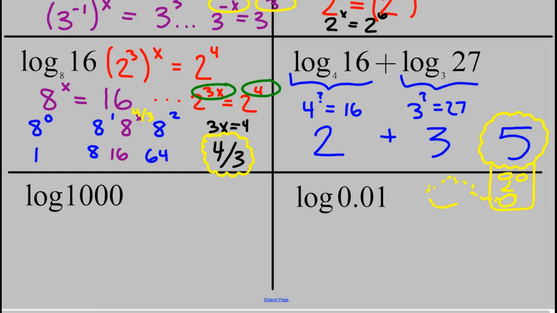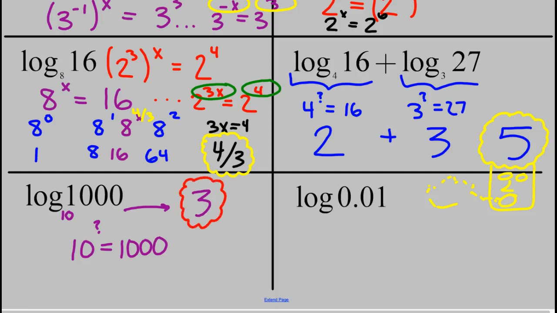Thanks. What about if the base is missing? What is it? 10. Good. That's the common log, base 10. Missing base? 10. All right, so now this is saying 10 to what power is 1,000? Do you need to rewrite those with the same base? You could if you want, but hopefully you can do this one mentally and just say that's going to be 3. 10 to the 3rd power? 3 zeros. 1,000.